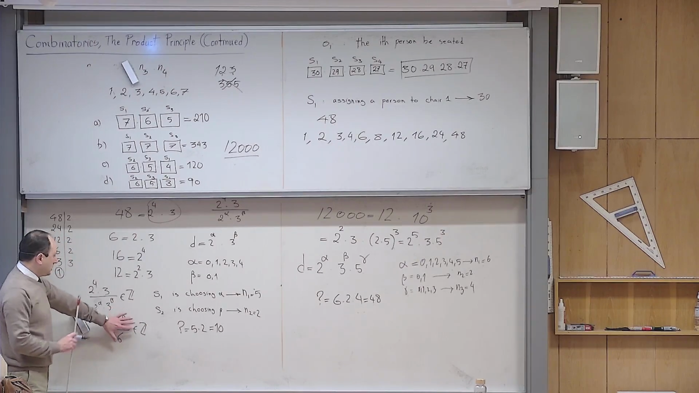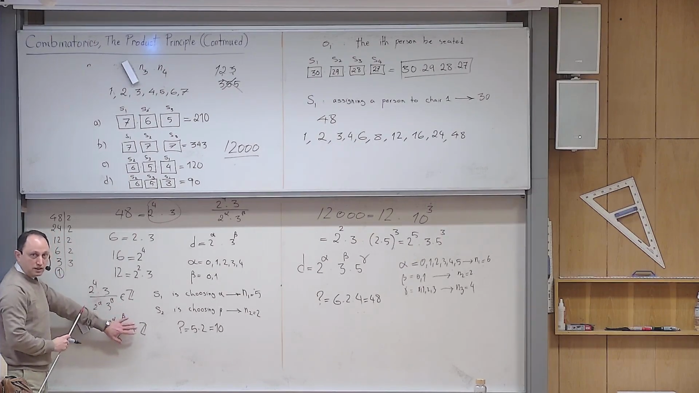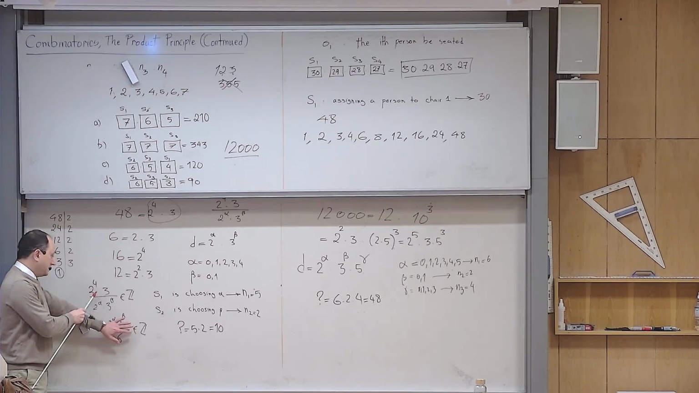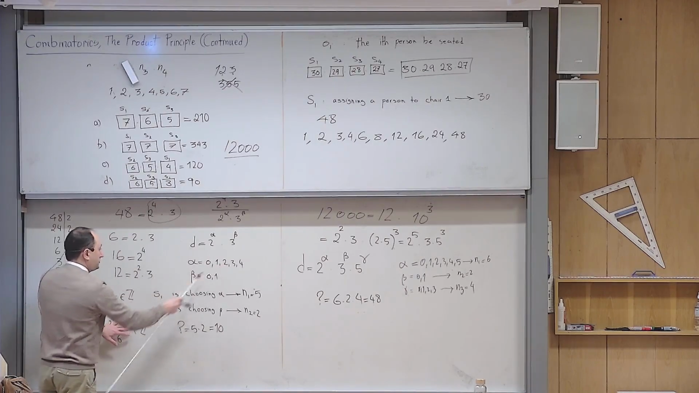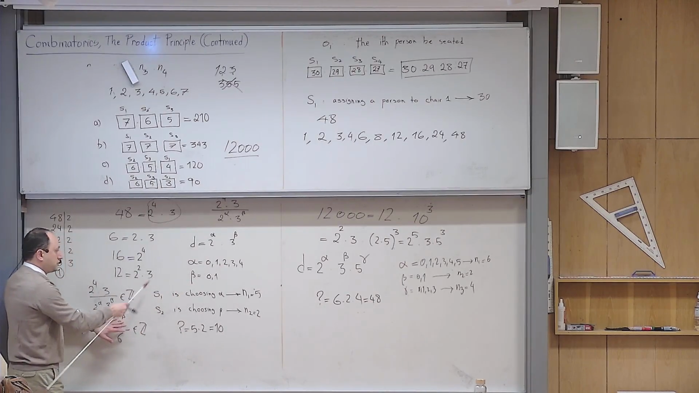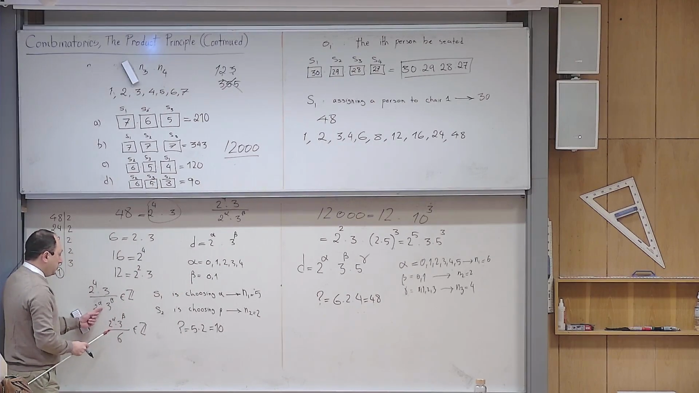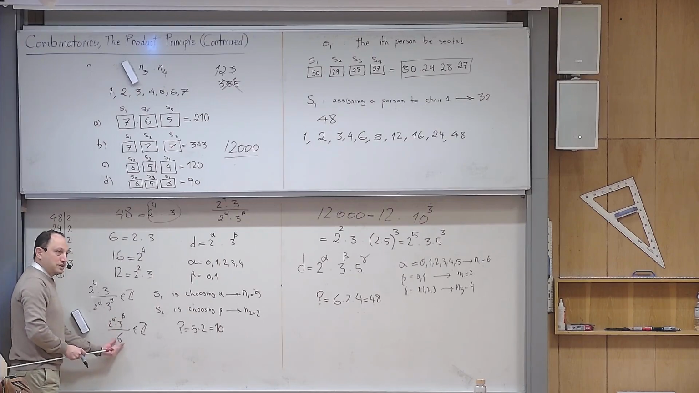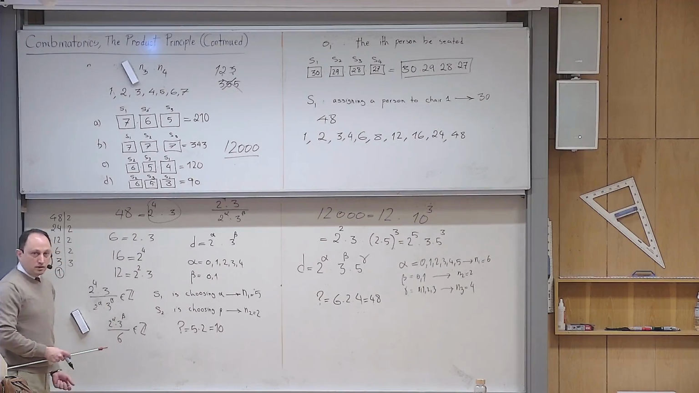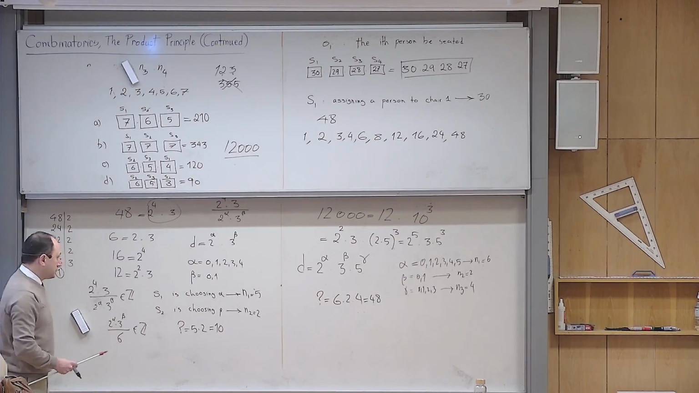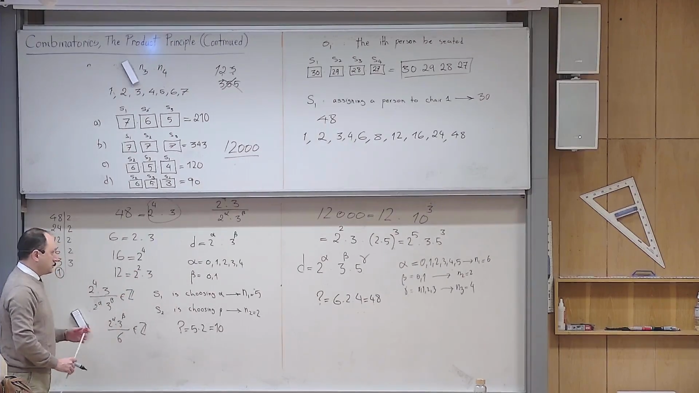In the first part, I had only this constraint to satisfy. I wanted this number to be divisible by that number. So I chose alpha from 0 to 4, and I chose beta from 0 to 1. But this is not the only constraint now. The second constraint is that this number, whatever it is, should also be divisible by 6. So I have some more constraints to satisfy. So how will this affect my choices of alpha and beta?